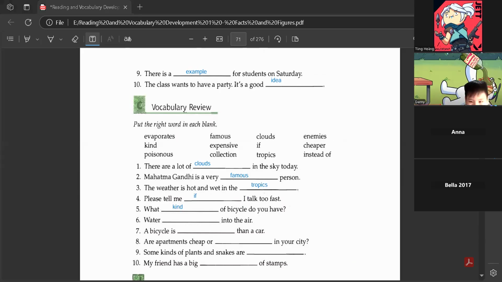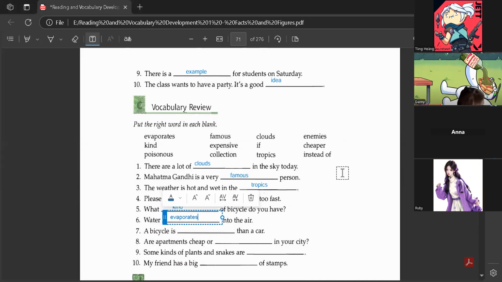Ruby, water. Water evaporates into the air. Okay, water evaporates into the air.